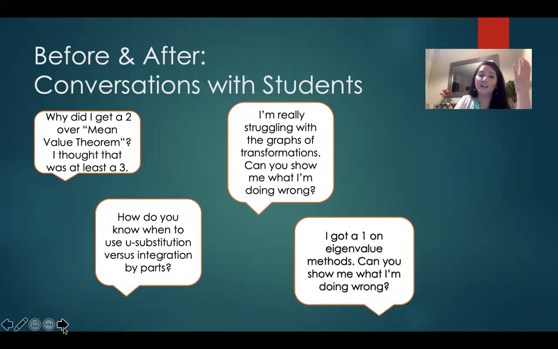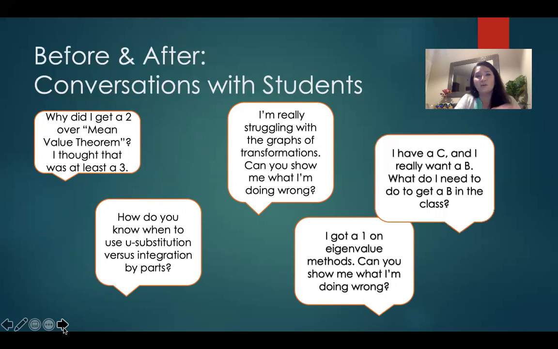Or I got a 1 on eigenvalue methods, and that's in differential equations. Can you show me what I'm doing wrong? So we're talking about topics. We're talking about math as opposed to talking about grades, but still we talk about grades occasionally. The student says, I have a C, but I really want a B. What can I do to get a B in this class?